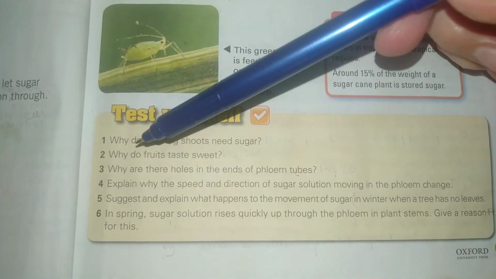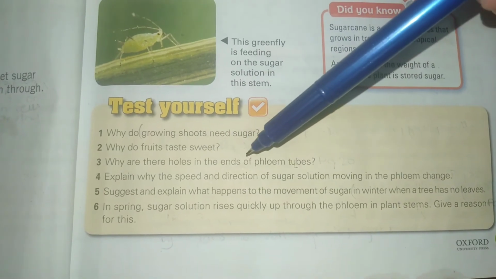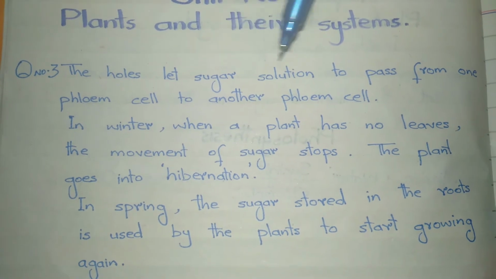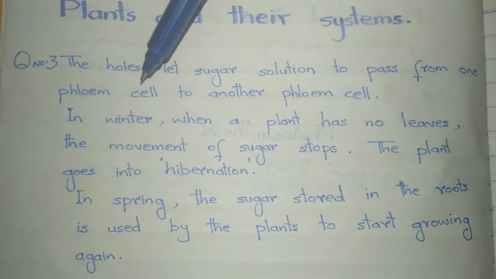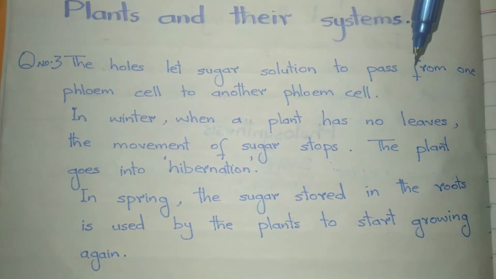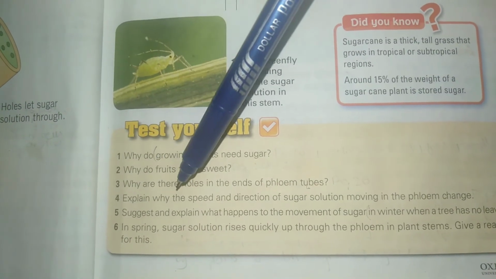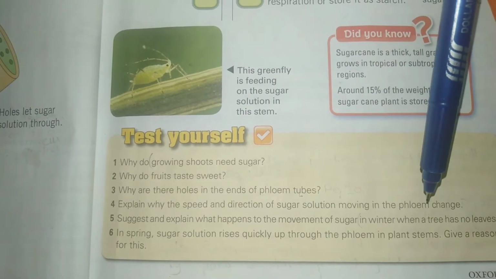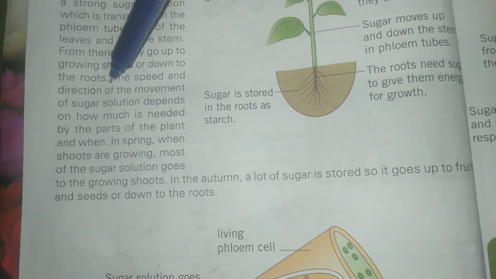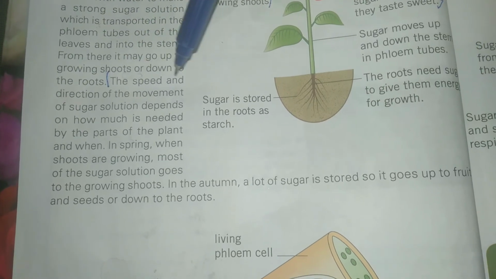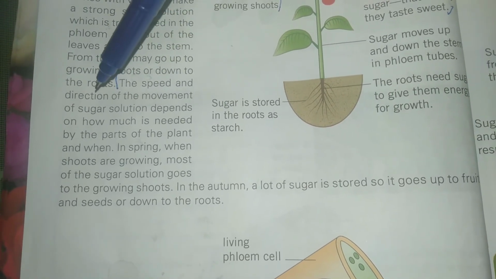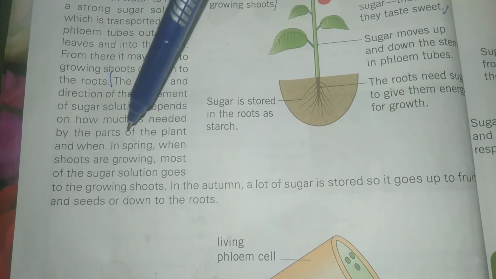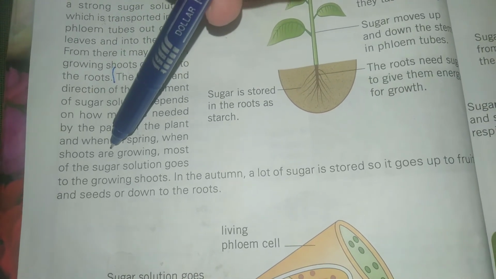Question number 3. Why are there holes in the ends of the phloem tubes? The answer is the holes let sugar solution pass from one phloem cell to another phloem cell. Question number 4. Explain why the speed and the direction of sugar solution moving in the phloem change. The answer will start from this line. The speed and direction of movement of the sugar solution depends on how much is needed by the parts of the plant and when, up to this.